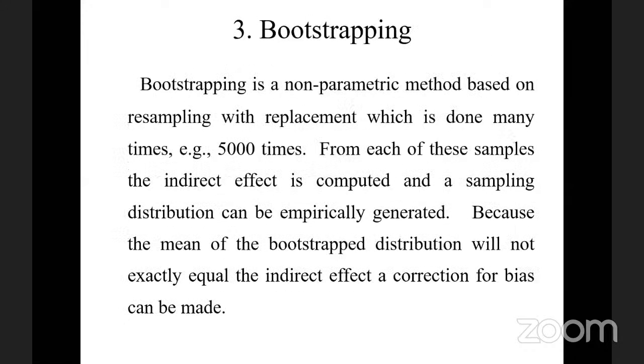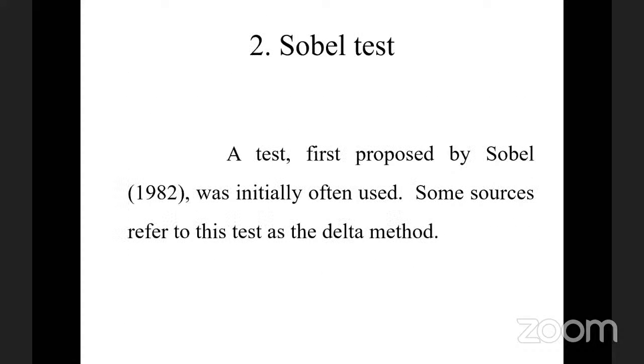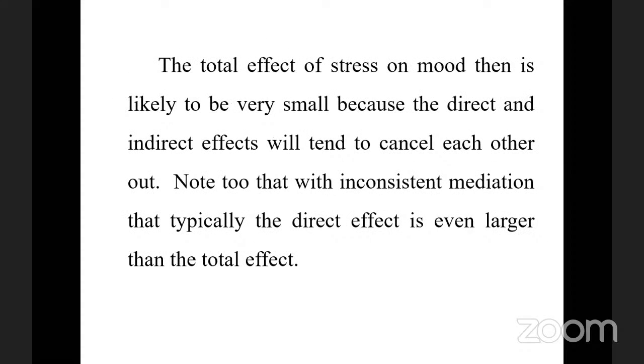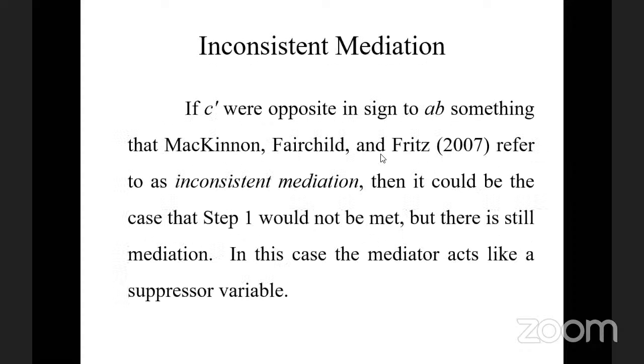Now I am talking about inconsistent mediation. What is inconsistent mediation? If c' were opposite in sign to ab, something to add inconsistent mediation, then it could be the case that step 1 would not be met, but there is still mediation. In this case, the mediator acts like a suppressor variable.